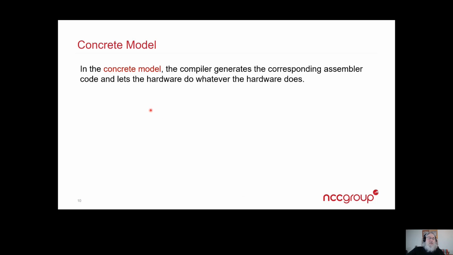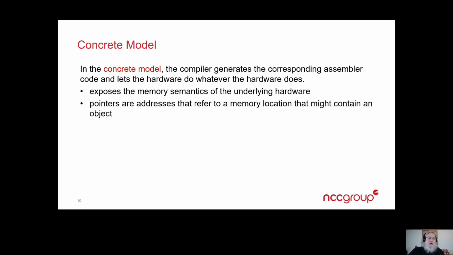So what's going on here is that there are different models which can be used to think about what that code means. The first is the concrete model, which is equivalent to the hardware model. The compiler generates the corresponding assembly code and just lets the hardware do whatever it is that the hardware does. This tends to expose the memory semantics of the underlying hardware. So pointers are basically memory addresses that refer to a specific memory location, and that memory location may or may not contain an object. It doesn't really matter. It's just writing to that location in memory.